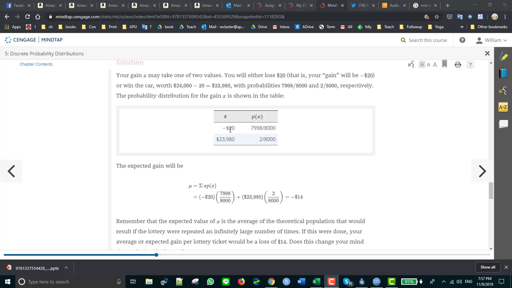But I think this is based on buying 2 tickets. What would it be if we only bought 1 ticket? This would be this over 8,000 and 1 here, and this would be 7,999. I don't know that we would get the same number here in that case.